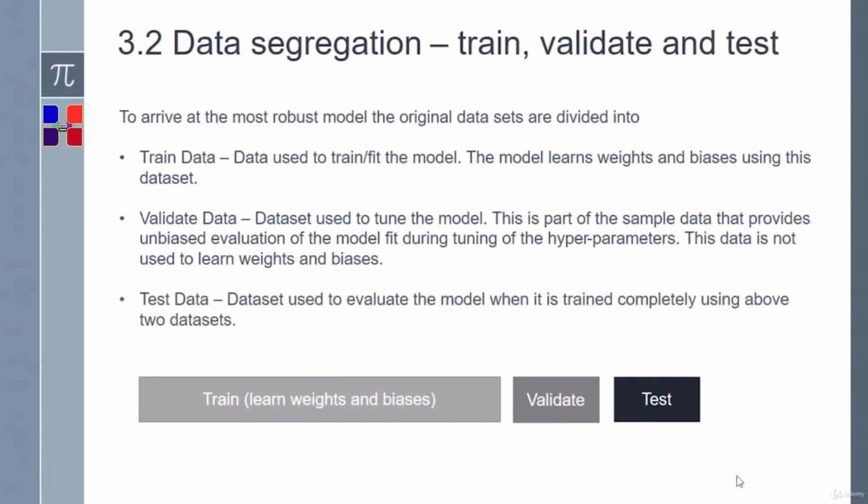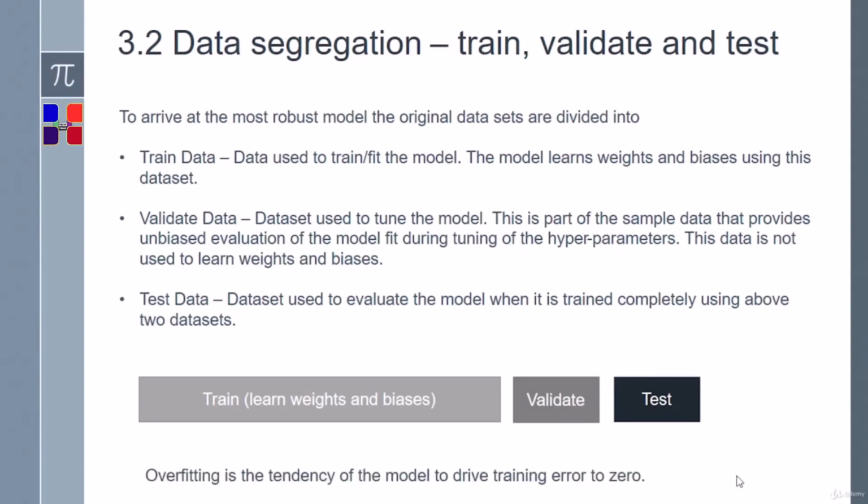Okay, and the third part is the test data. This is the data that is used to evaluate your model, right? So train data is used to train the model, validate data is used to tune the hyperparameters of the model, and validate data is not used to learn the model. So weights and biases, which are typically part of the model, are not learned as part of validate. And test is finally when you test your errors.